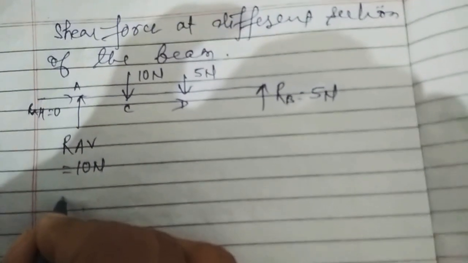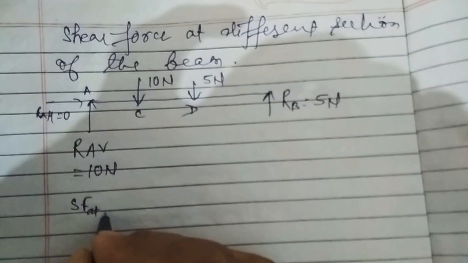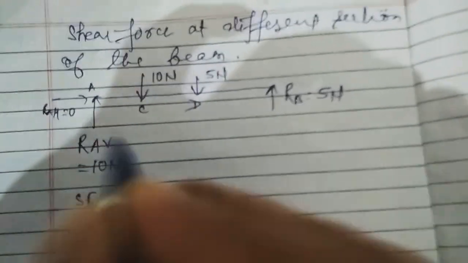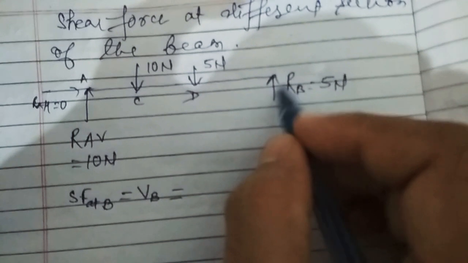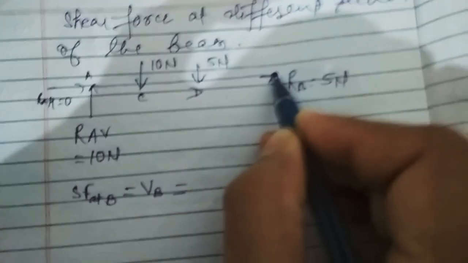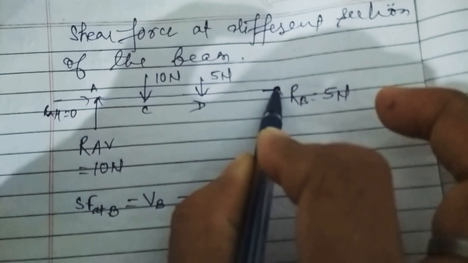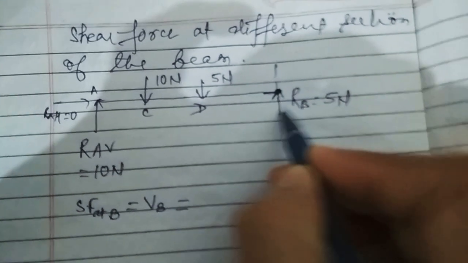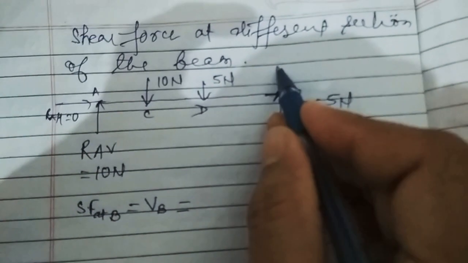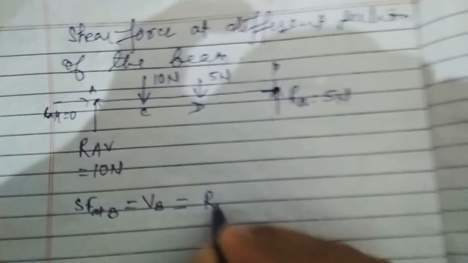Now first find the value of shear force at point B. The value of shear force at this point is the sum of all the vertical forces acting at point B, right? So this is the section line. By using the section method, consider a section line passing through the point B. The value of all the vertical forces is RB.